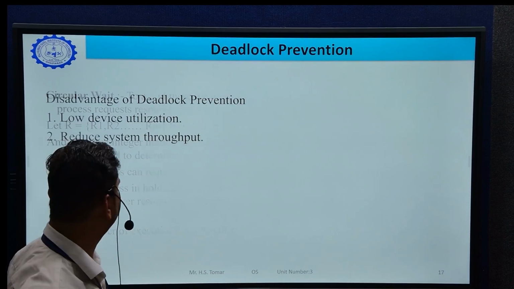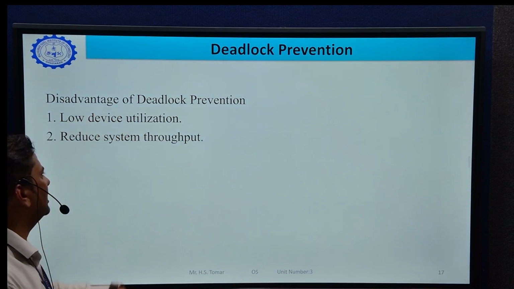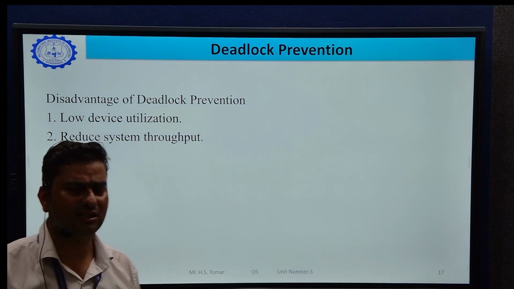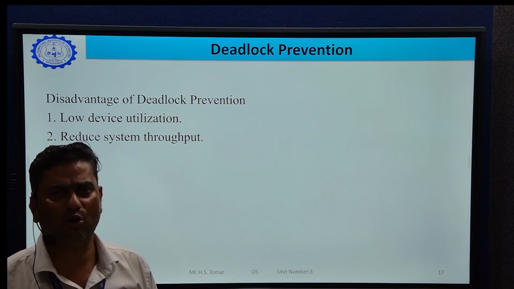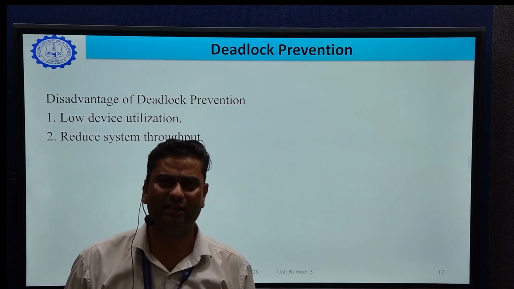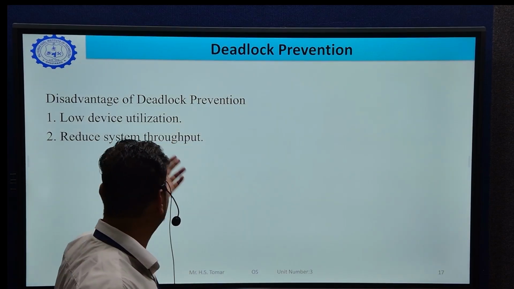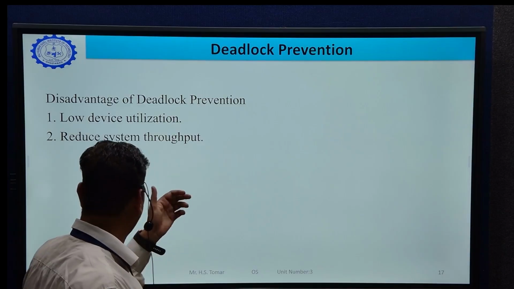Next slide. The disadvantages of deadlock prevention: there are two, low device utilization and reduced system throughput. What is throughput? Throughput is the number of tasks executed per unit interval of time. These are the two disadvantages of deadlock prevention. Next slide.